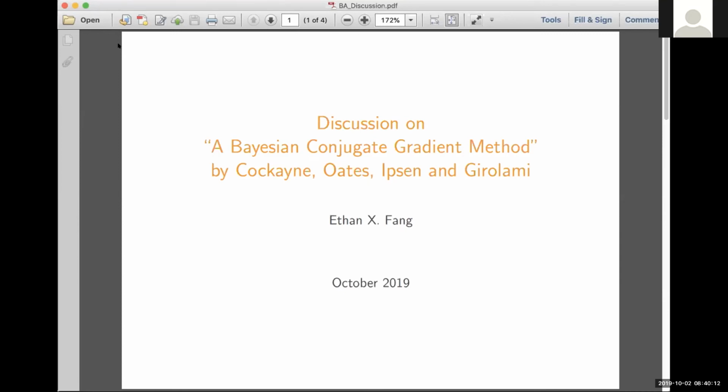So in our discussion, we provide a different perspective to explain the Bayesian conjugate gradient. In particular, we consider the following system here, which is equivalent, but in a different formulation. In particular, this sigma now is the same as the sigma now in the Bayesian CG paper, and taking this part as an M matrix and this part, yeah, sorry.